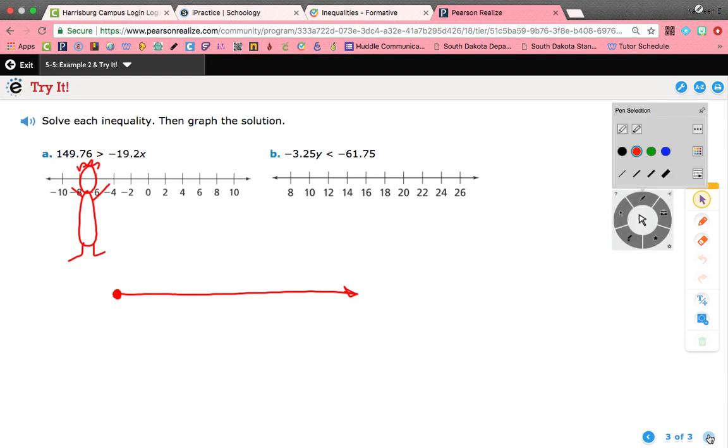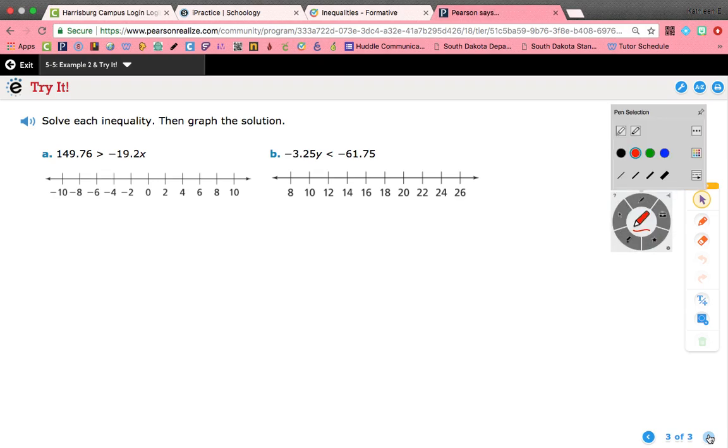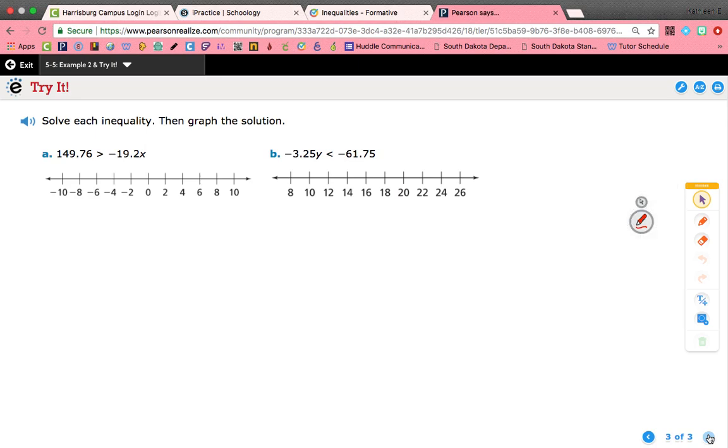All right, here's 2 more questions. I'll erase my little man over here. So we have 149.76 is greater than -19.2x. To solve this one, we're going to take 149.76 and divide it by -19.2. And we're going to get -7.8. If we have to graph that, I divided by a negative.